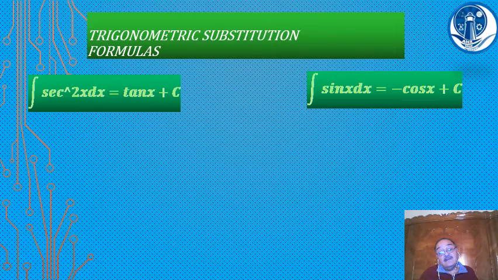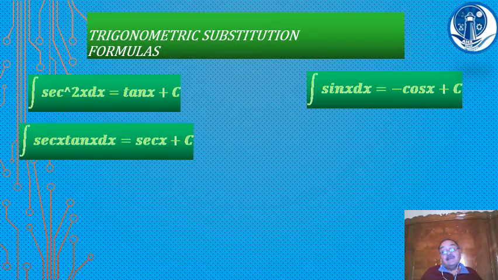The derivative of cosine is negative sine. Then the integration of sine is negative cosine. Okay, you remember in derivative, where I told you, if you have this, the derivative is with negative. Here, if you haven't, the answer is with negative.